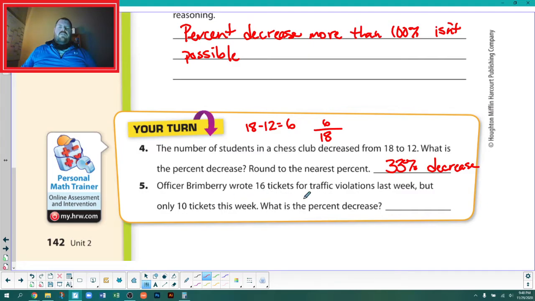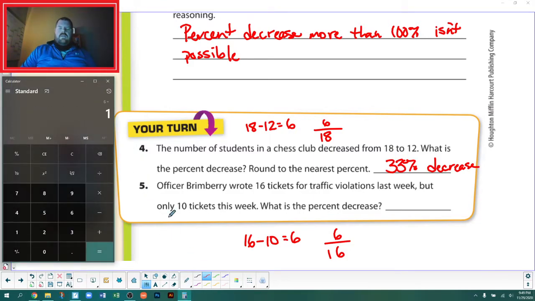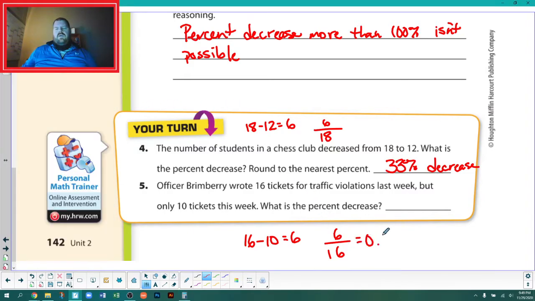Officer Brimberry wrote 16 traffic tickets, or tickets for traffic violations, last week, but this week he only wrote 10. What is the percent decrease? So we're going to go 16 minus 10, which is 6. And then 6 divided by the original amount, or last week's amount, 16. And we will get 0.375. Turn it into a percent, so that's 37.5%.